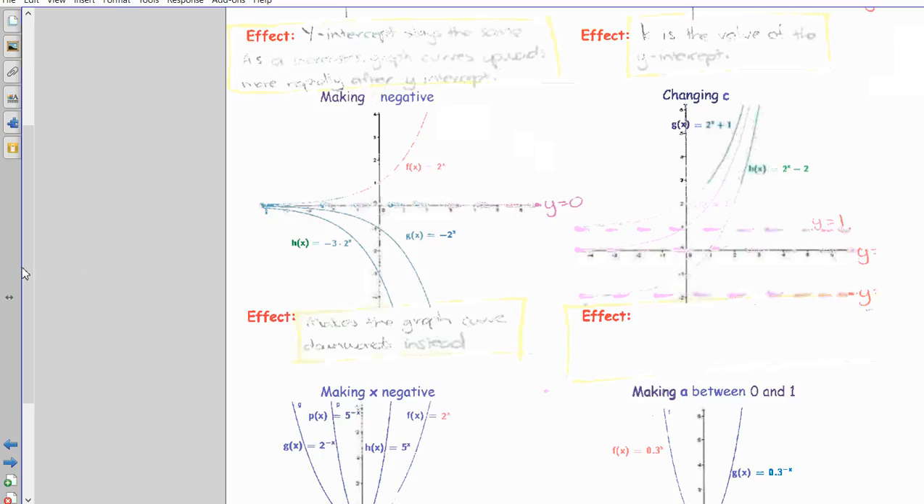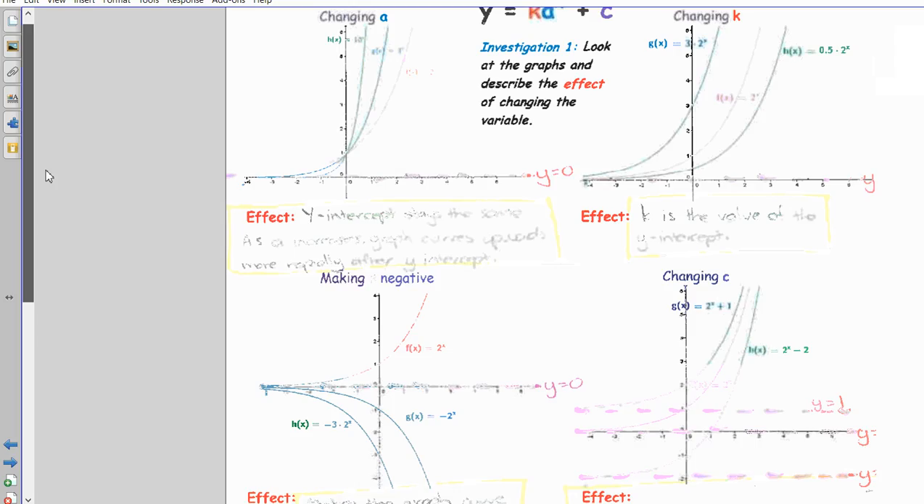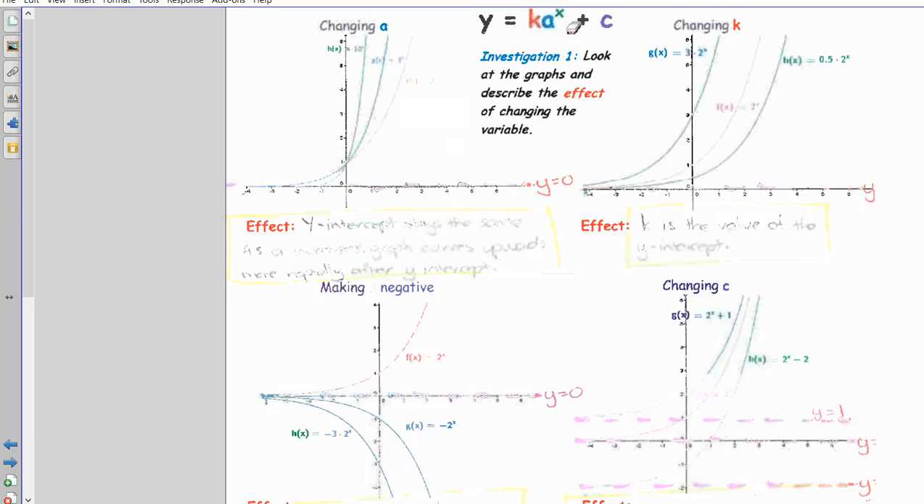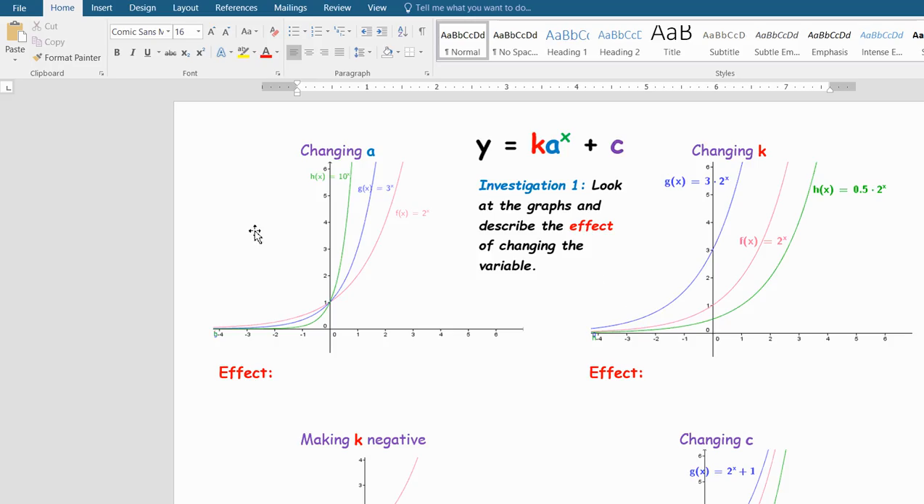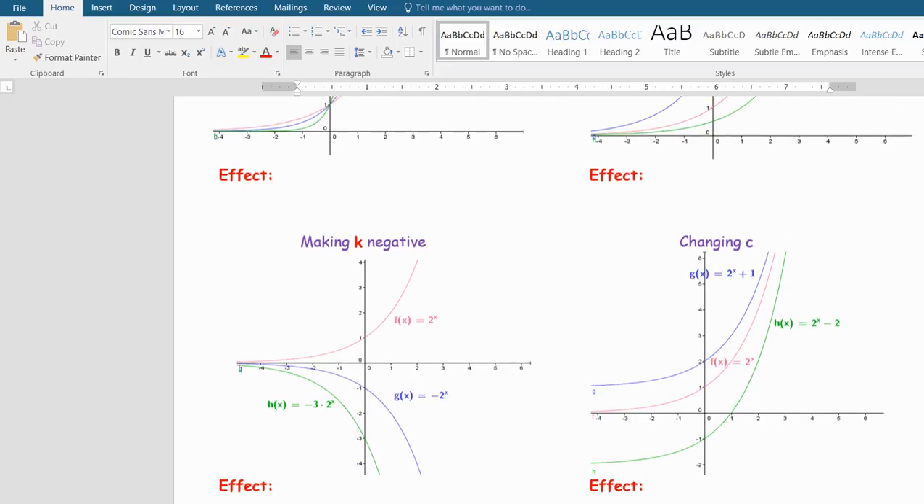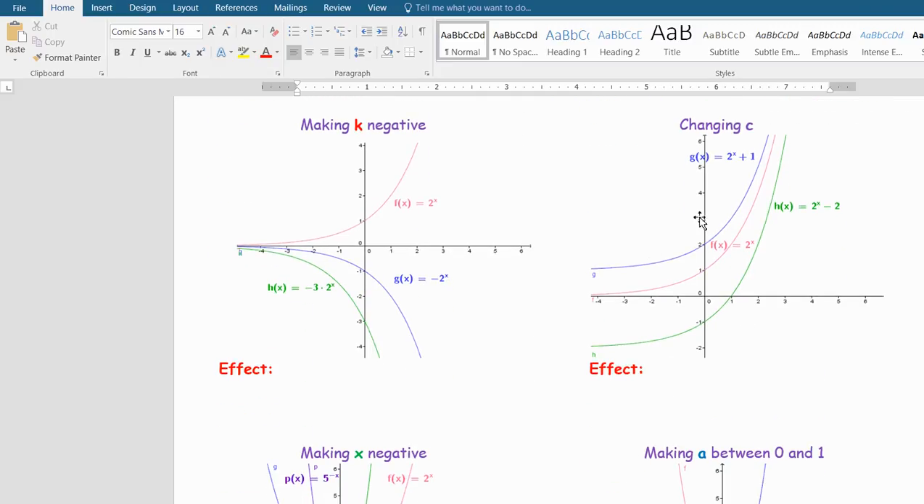What's the effect of changing c? Let's see, what is c? c is the constant term at the end. So if you change c, let's have a look up on here, on the original one. If you change c, I just have to scroll down a bit. Okay, changing c. So we've got here c, they're all 2 to the power of x, but here I've got +1, I've got +0 here, and -2 here.